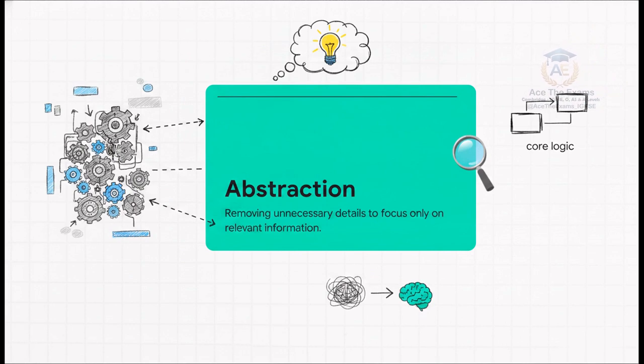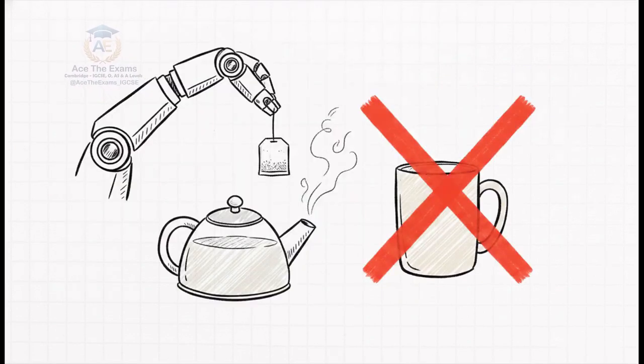Think of it as basically clearing out the mental clutter. You know, when a real computer scientist looks at a complex system, they don't look at every single moving part. They strip away all the noise until literally only the core logic remains. And this brilliantly illustrates how abstraction works in the real world, straight from the Cambridge syllabus. Imagine your problem is programming a robot to make a cup of tea. Okay, so you have tea bags, milk, sugar, a white mug, water, a kettle.